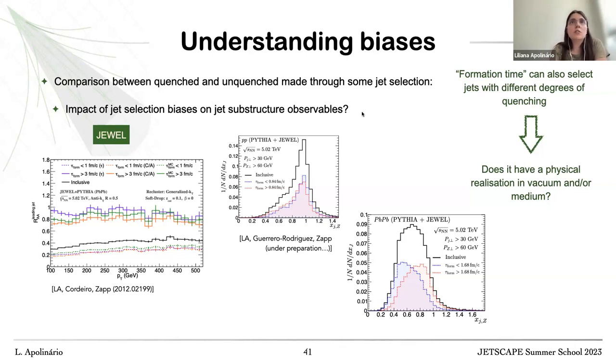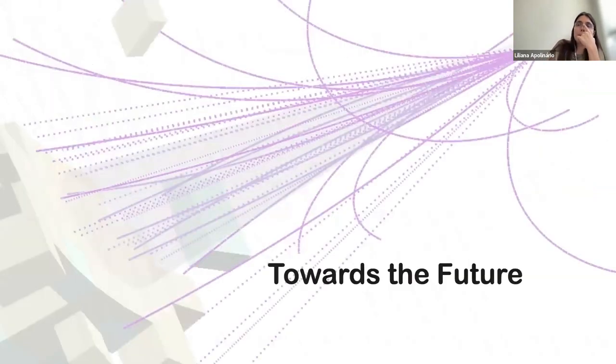This is still work in progress, but what we have been seeing is that this formation time does not have any particular sensitivity in proton-proton. Again, the formation time in vacuum is not a quantity that we really care about. But in lead-lead, we see this nice separation between quenched and unquenched, what we would naively call early or late forming jets. And of course, the question is whether this has some physical realization in vacuum or in medium. And this is an example of things that we can do right now with the Monte Carlo that is still not possible or still not being done analytically.